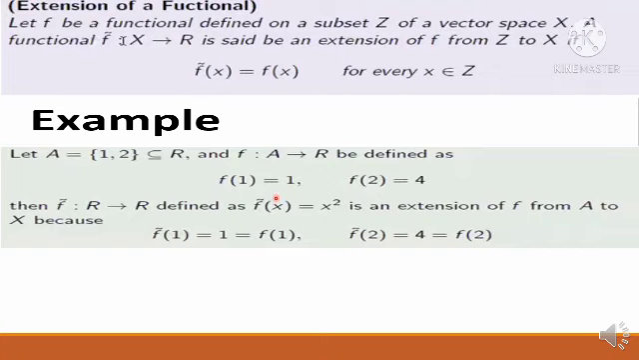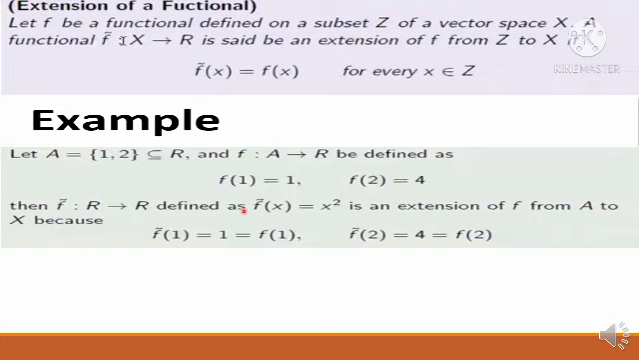Now we will check the two properties of linear extension. First, you see f tilde is defined on R. Secondly, if we find f tilde of 1, it is equal to 1, which is the same as f of 1, and f tilde of 2 is equal to 4, which is equal to f of 2. The two properties of linear extension are satisfied. So f tilde of x equal to x squared is a linear extension of f.